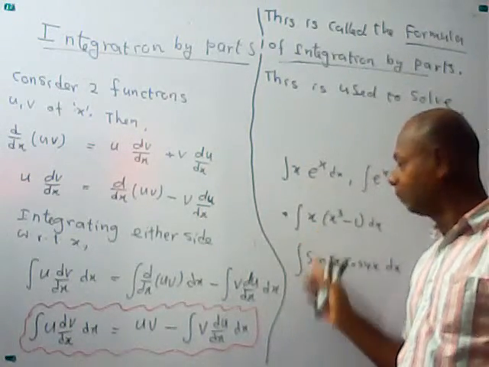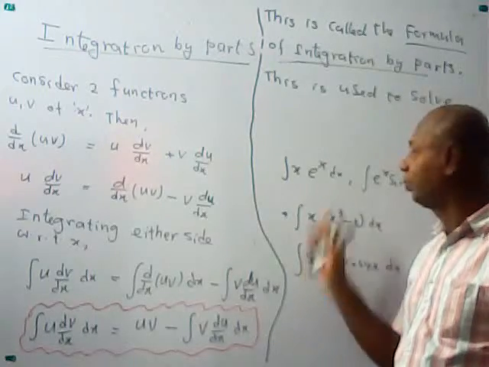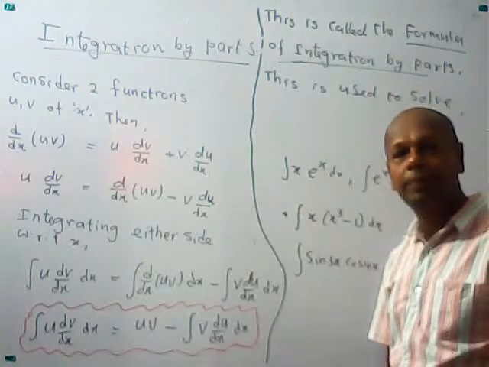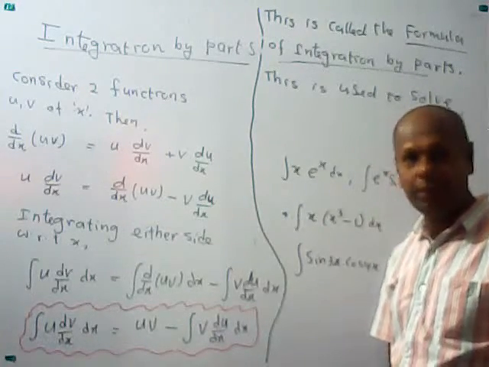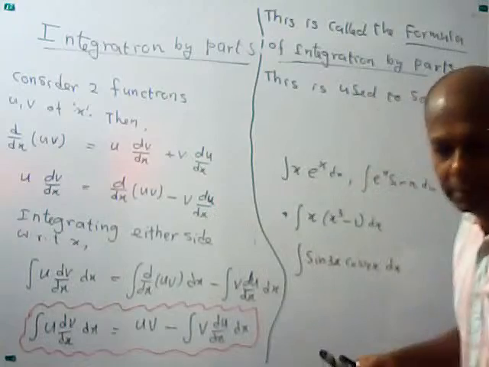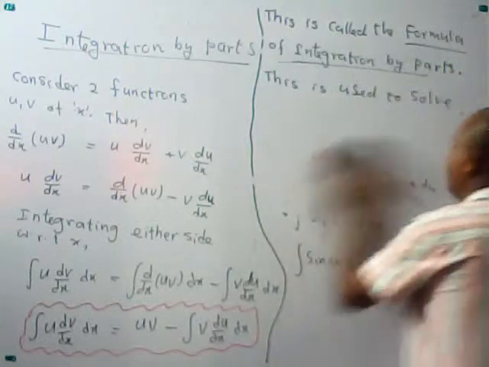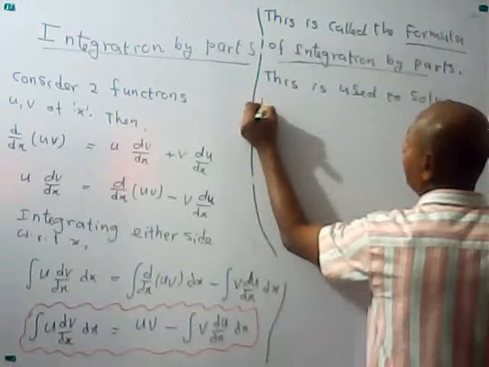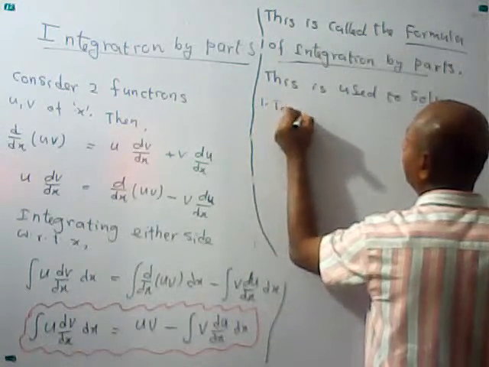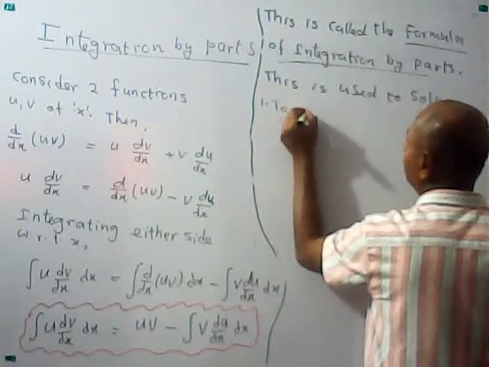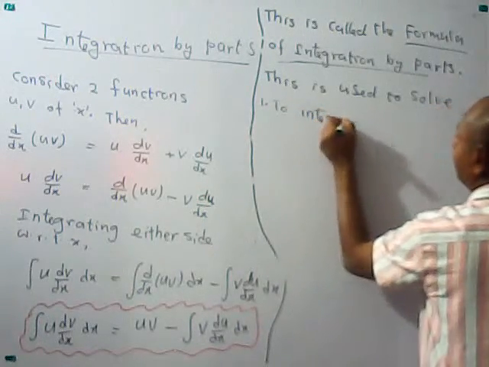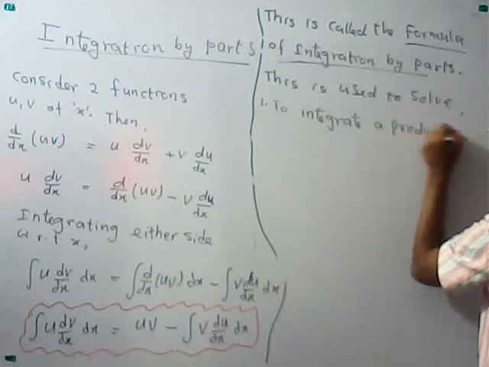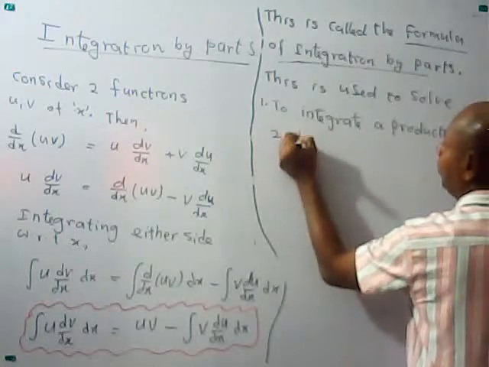you can do them like this. So in cases like this, we need this formula, integration by parts. That's one occasion where we use integration by parts. That's number one: to integrate a product of two different type functions.